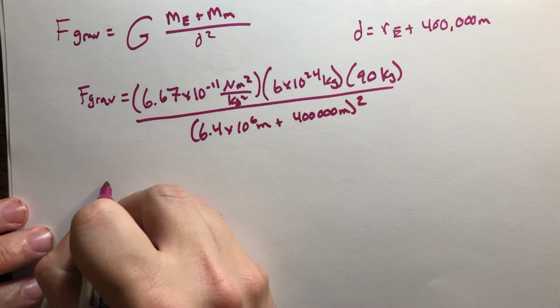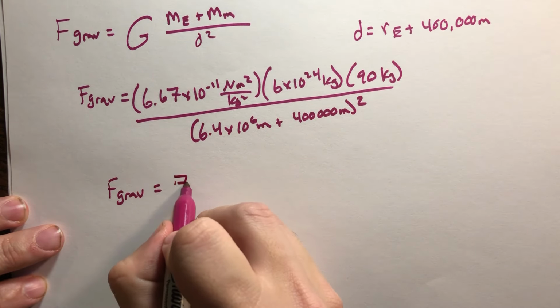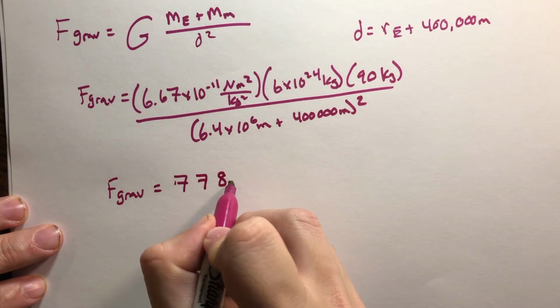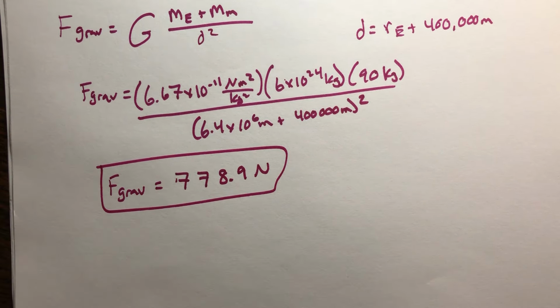And again, we can plug that into our calculator. It gives us a new weight of 778.9 newtons. So that's his weight on the International Space Station. If you compare that to the 879.3, it's about 100 newtons less, but he's farther away, so it makes more sense.